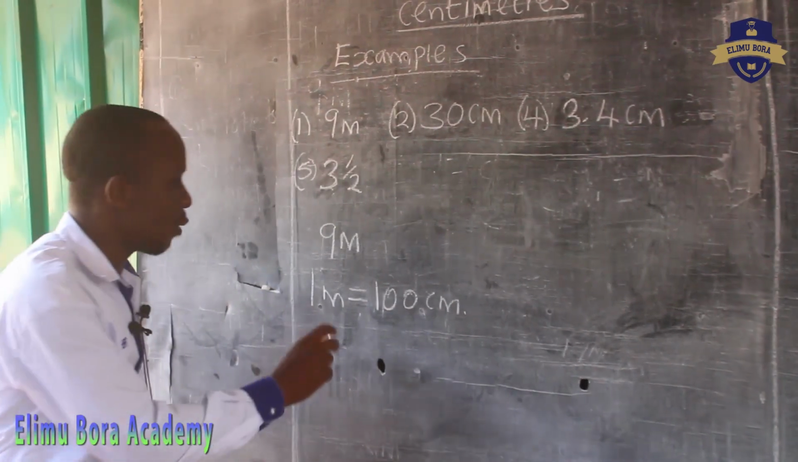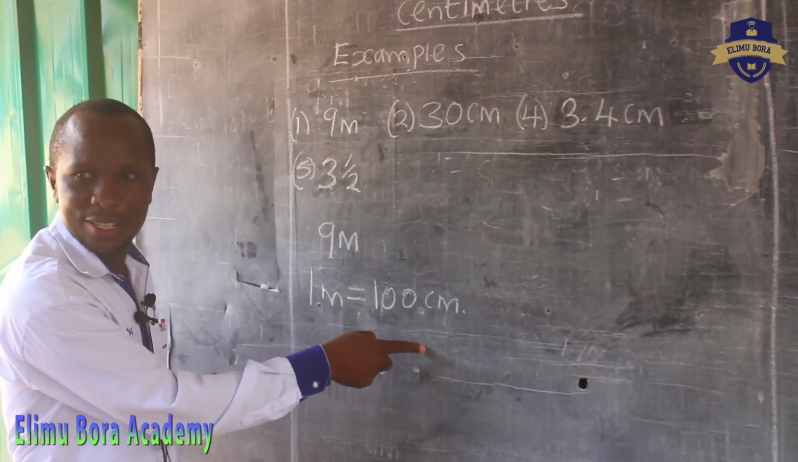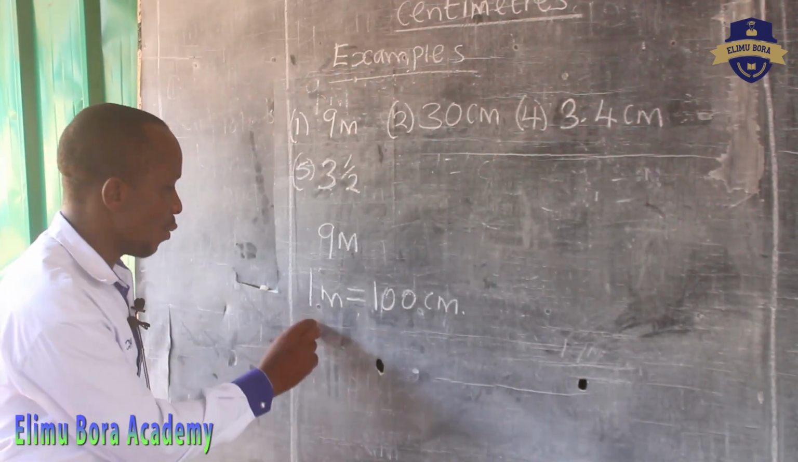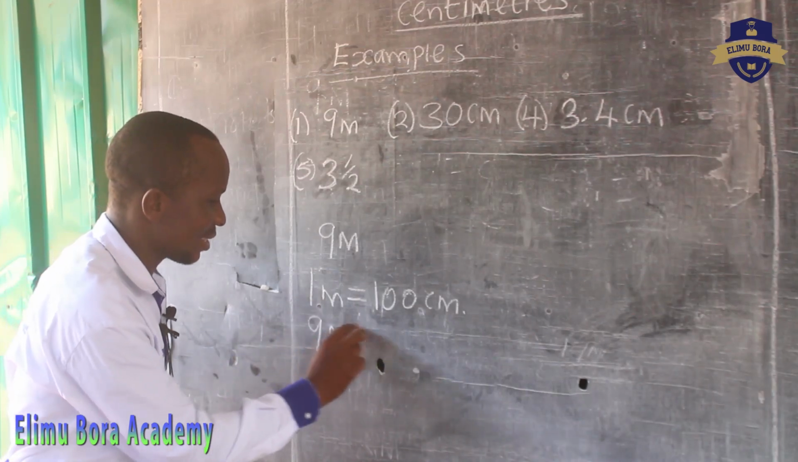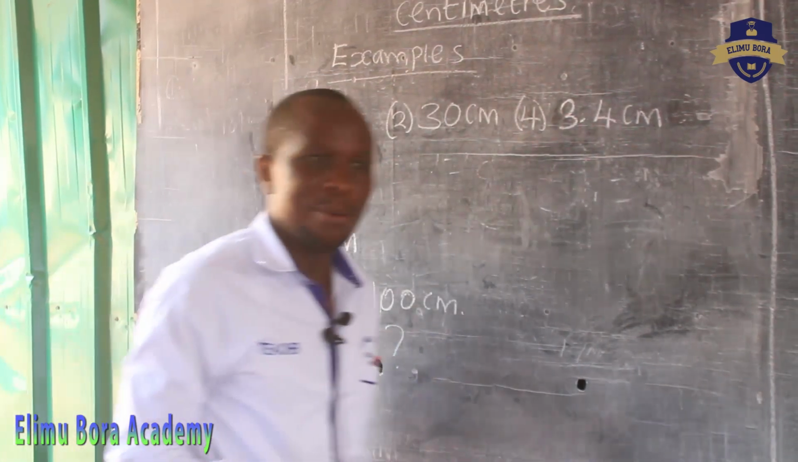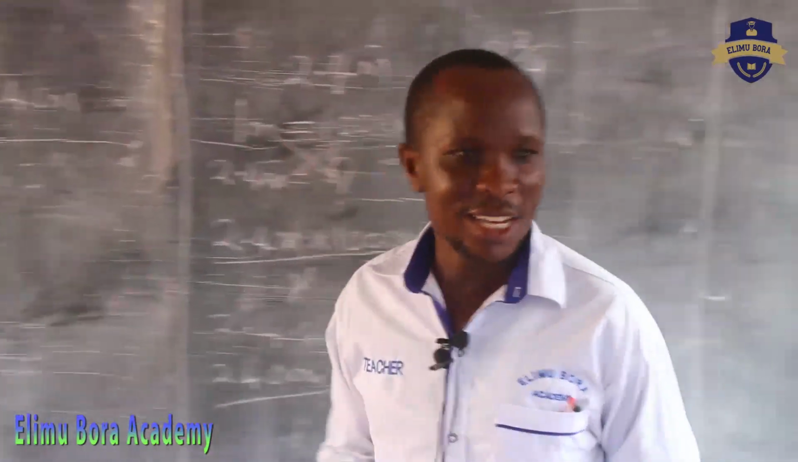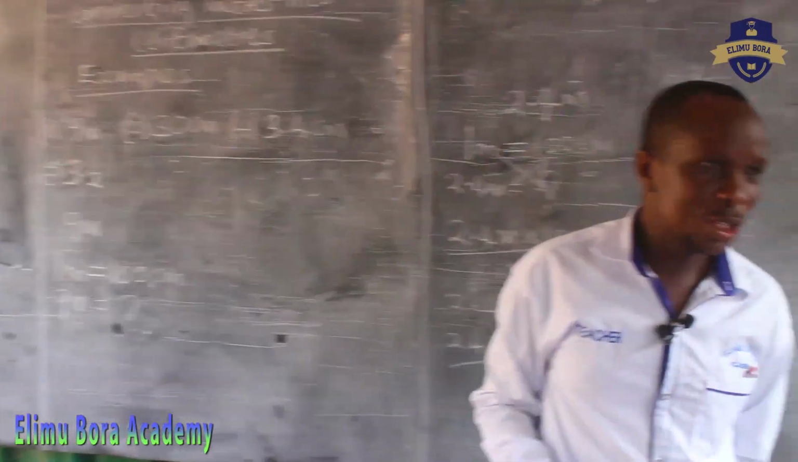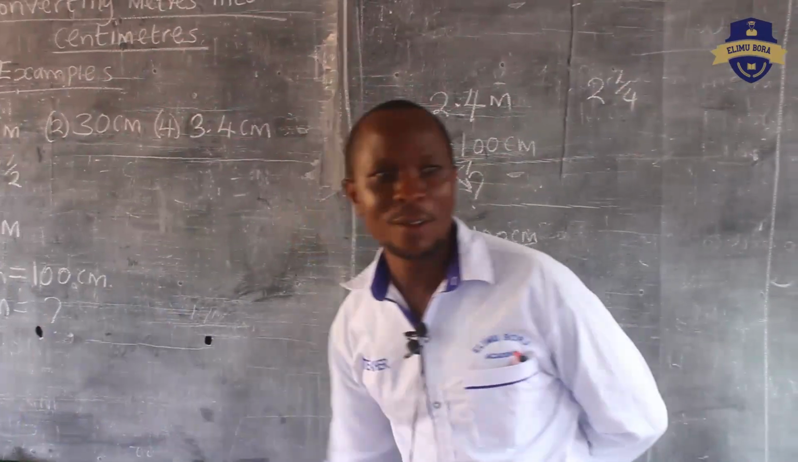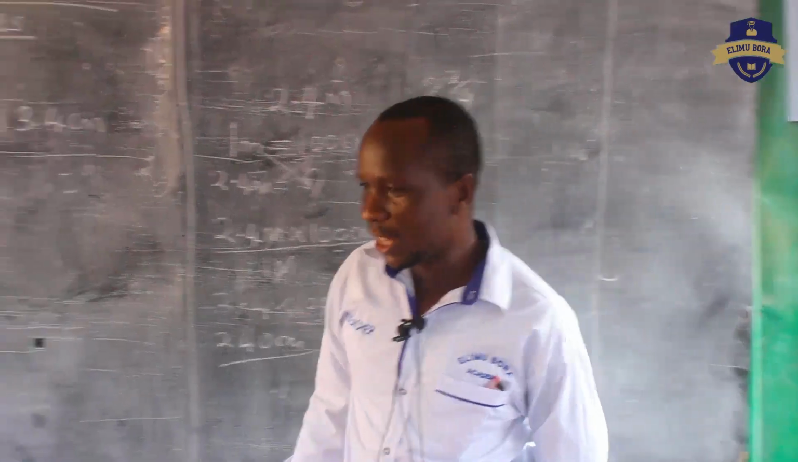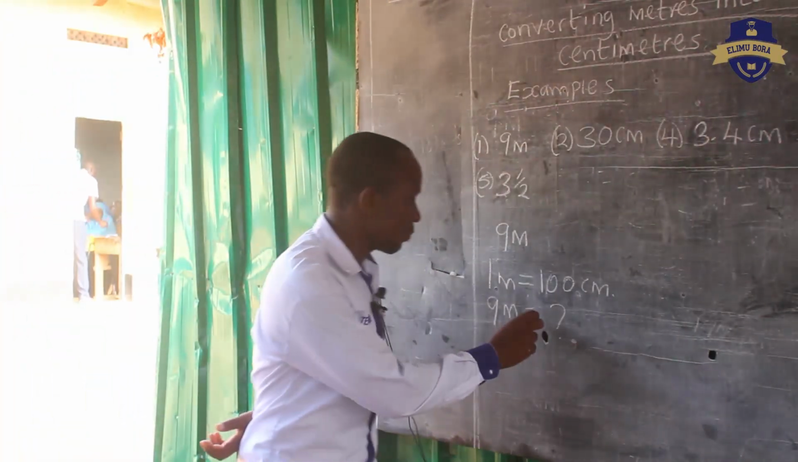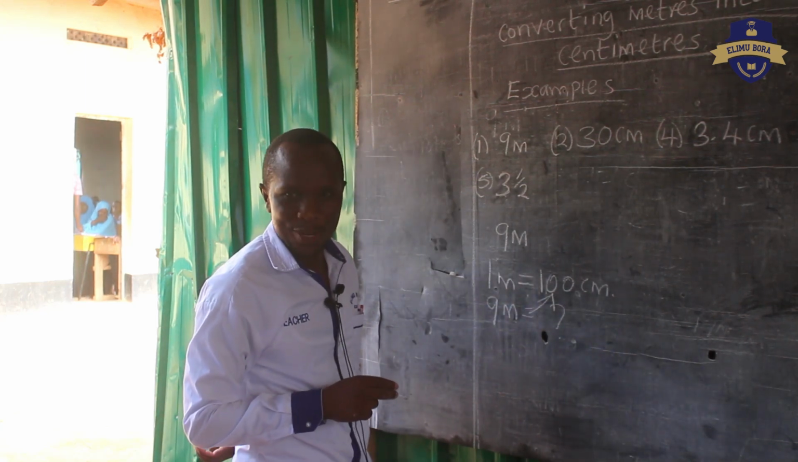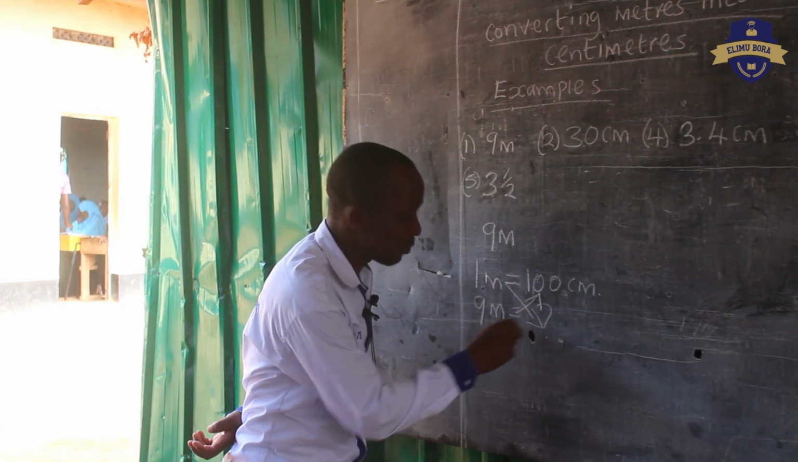Then you ask yourself, if 1 meter is equal to 100 centimeters, what about 9 meters? When you reach here, you will do what we call cross multiplication. Cross multiplication means you take 9 meters, you multiply by 100 centimeters. Then this one will come down.